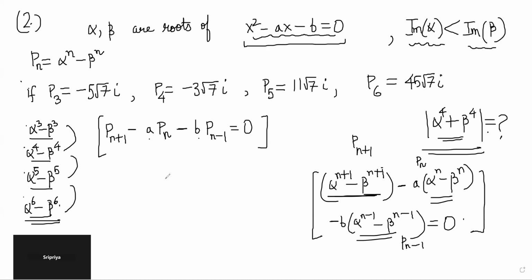So if I use that, for example, if I put n is equal to 3, I'm getting P4 minus A P3 minus B P2 is 0, right? And P2 is alpha square minus beta square. We already got alpha square minus beta square is equal to A times alpha minus beta, right?